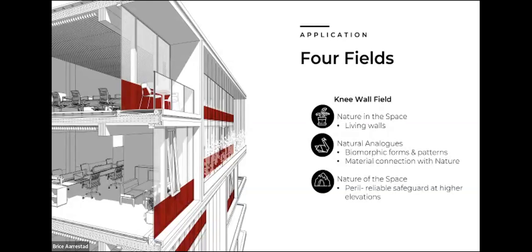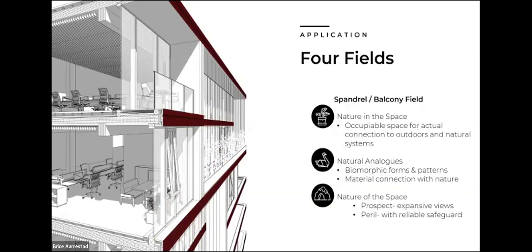If we look at the spandrel balcony field, one of the best ways that this can be utilized is in this nature of the space. You're having a prospect with expansive views, and maybe you have that peril, so you're seeing peril paired with a reliable safeguard. Some other opportunities here, occupiable space. So you're actually connecting to nature in the outdoors and seeing the landscape beyond, rather than going through the media of glass.